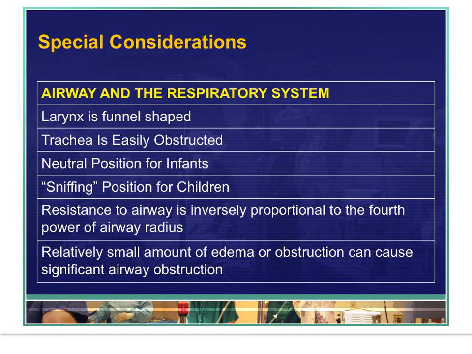The larynx is funnel-shaped, and the trachea is easily obstructed because the airway is narrower in terms of the diameter and the radius. If you remember this formula, the resistance of the airway is inversely proportional to the fourth power of the airway radius. Therefore, a relatively small amount of edema, inflammation, or obstruction can cause a significant airway obstruction in a pediatric patient. Upper airway obstruction will cause stridor, and lower airway obstruction will cause wheezing.